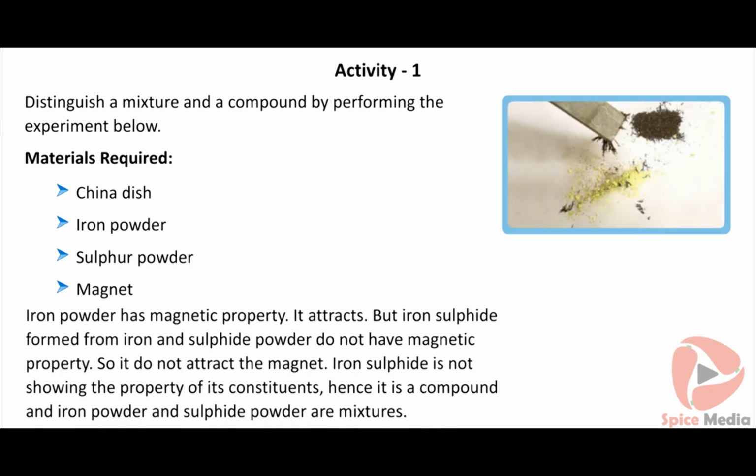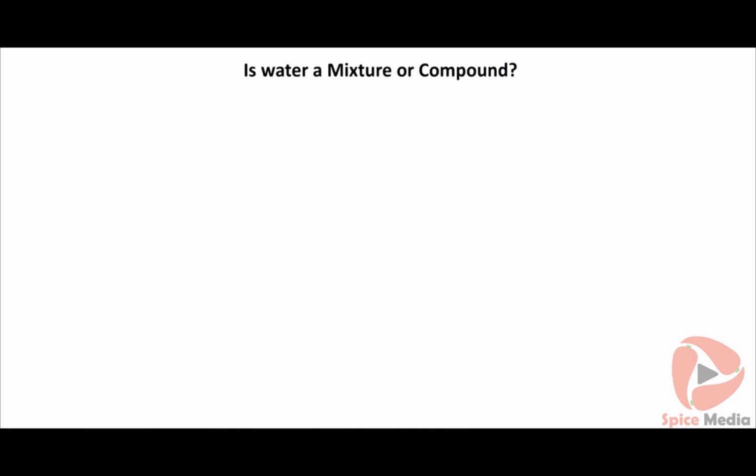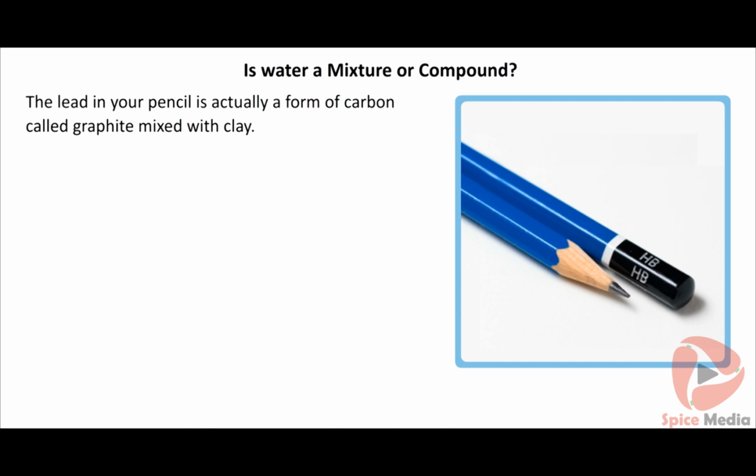Iron powder has magnetic property. It attracts the magnet. But iron sulfide formed from iron and sulfur powder does not have magnetic property, so it does not attract the magnet. Iron sulfide is not showing the property of its constituents. Hence it is a compound, and iron powder and sulfur powder form a mixture. The lead in your pencil is actually a form of carbon called graphite, mixed with clay.